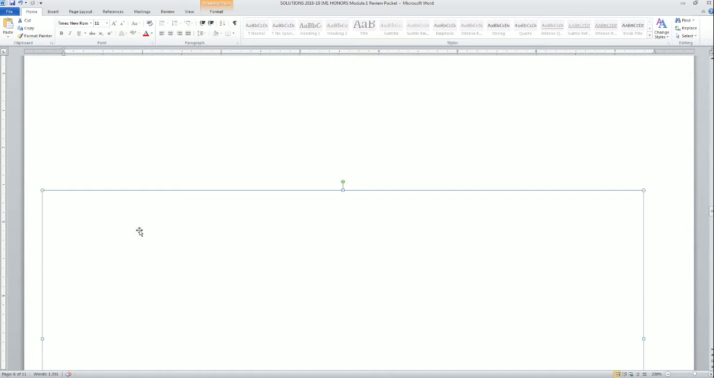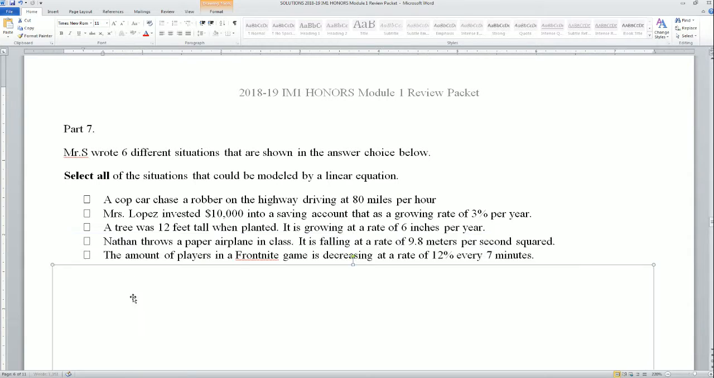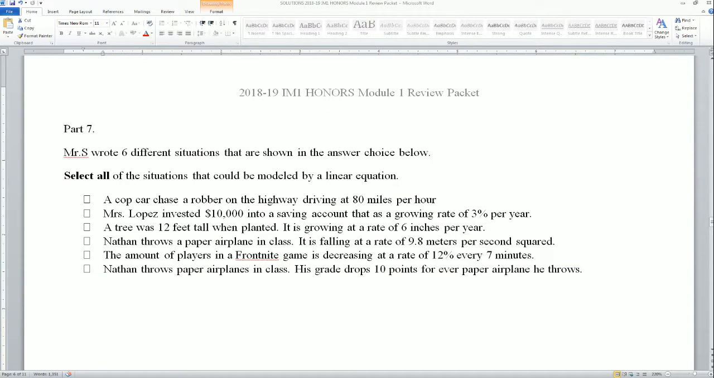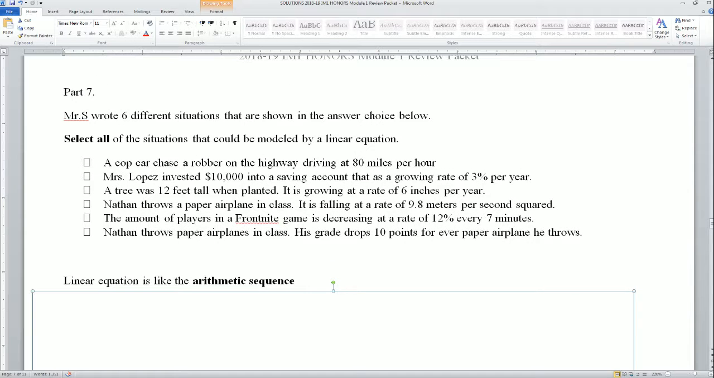Alright, let's look at part 7 now. Part 7 says, Mr. S wrote 6 different situations that are shown in the answer choices below. Select all that can be modeled as a linear equation. Just to let you know, a linear equation is like an arithmetic sequence. It behaves the exact same way. So we are looking for things that have a constant slope.